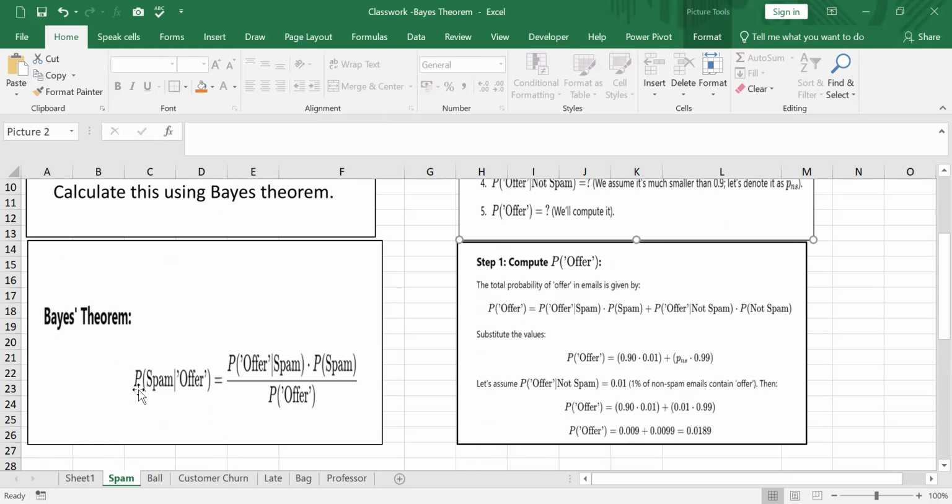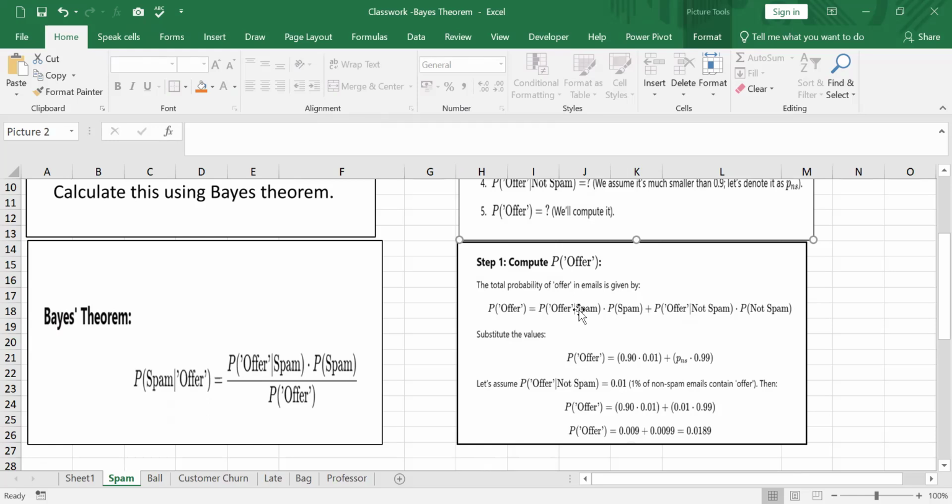The formula for Bayes' theorem is P of spam given offer. First of all, you have to write P of spam as it is here. Then reverse this order. P of spam given offer changes to P of offer given spam, divided by P of offer, which has to be computed. The computation uses this formula. P of offer is P of offer given spam into P of spam, plus P of offer given not spam into probability of not spam.